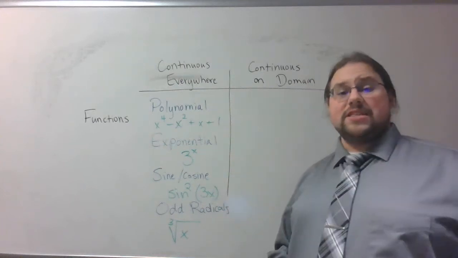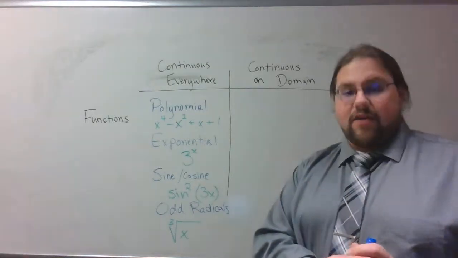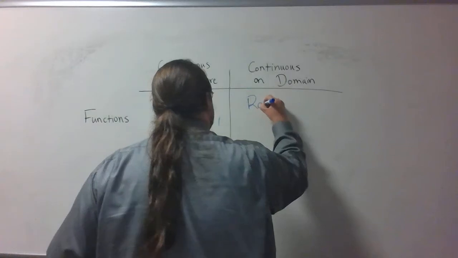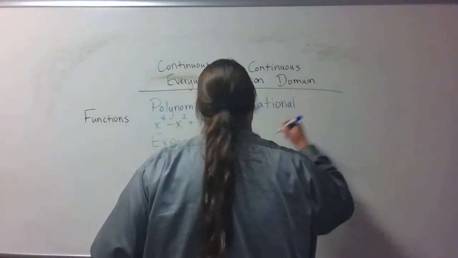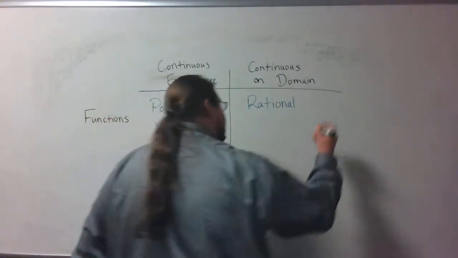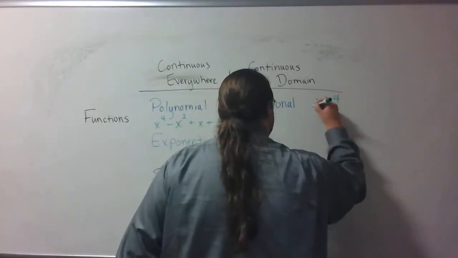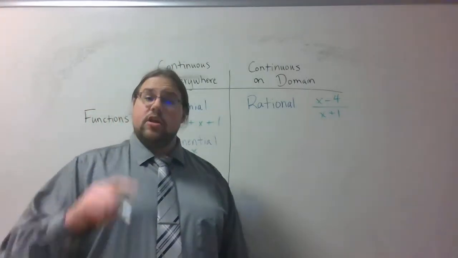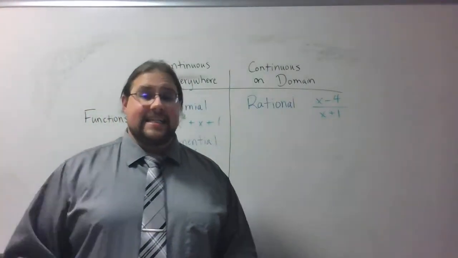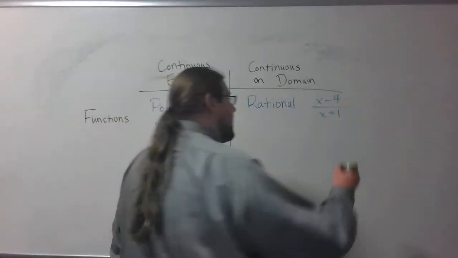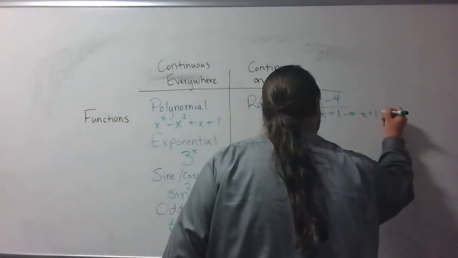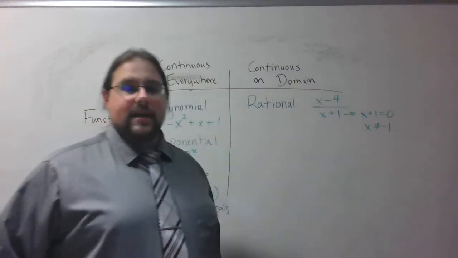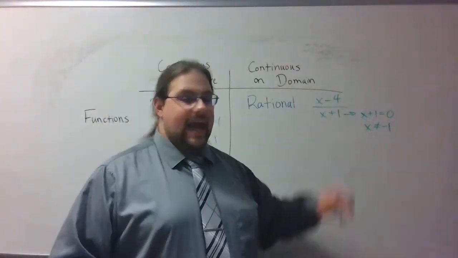Let me talk about some functions that are not continuous everywhere, but are continuous on their domain. For instance, let's talk about rational functions, because those are the ones we see a lot, okay? Rational functions are things like, and I'm just going to pick one off the top of my head, (x - 4)/(x + 1). Now, that is continuous most places. So you're going to ask me, Mr. Harrell, where isn't it continuous? Well, it's wherever that denominator equals 0. So in this case, it's not continuous at -1. It's discontinuous at x = -1.